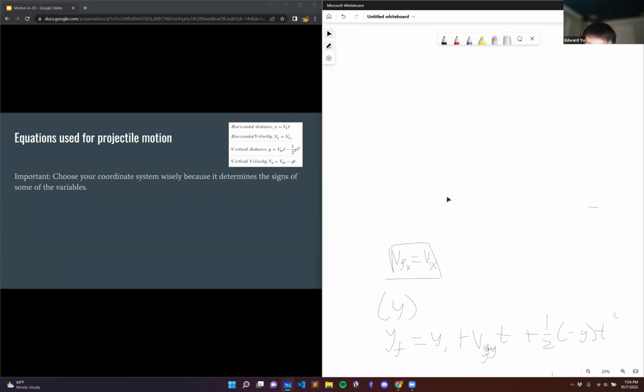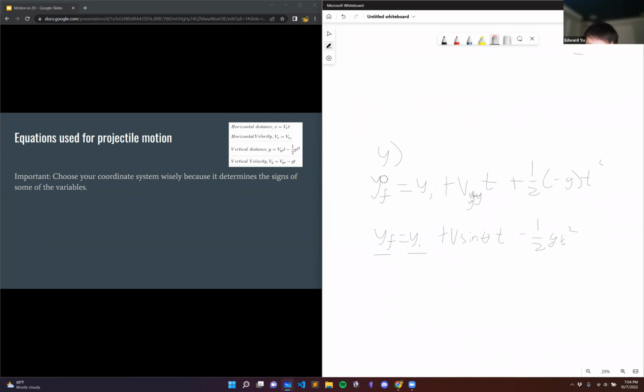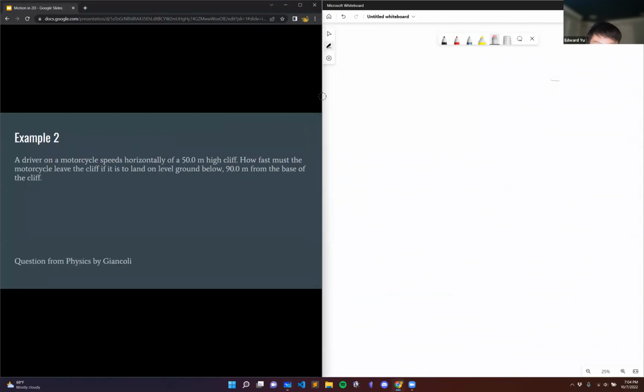Okay, so these are the equations you have for projectile motions. So now I will give you guys an example, I think. So this example is for projectile motion.